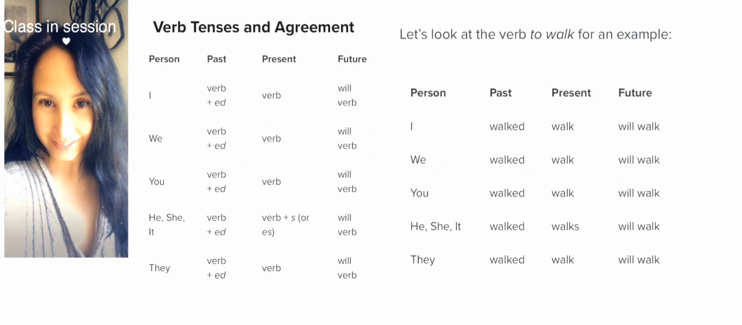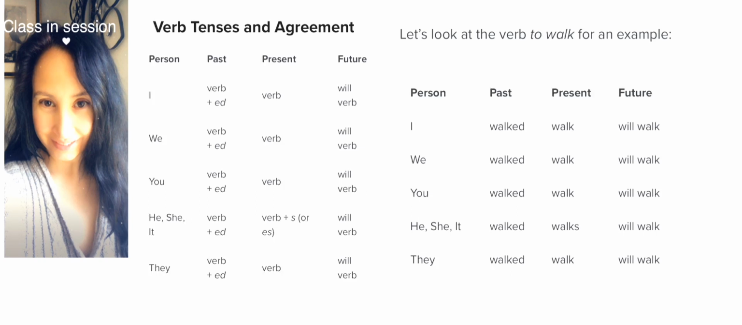Now let's use the person you or the pronoun you. In the past tense, we use the verb plus ed. That's the agreement. You walked. In the present tense, we just use the verb walk. You walk. And in the future tense, we add will in front of the verb walk. You will walk.